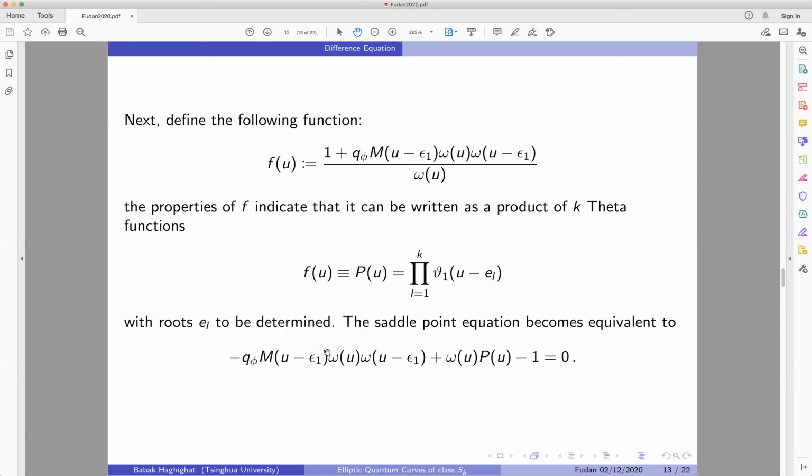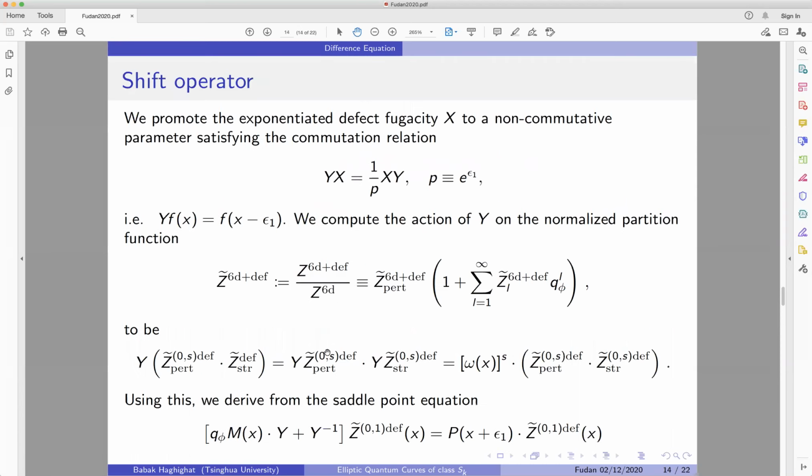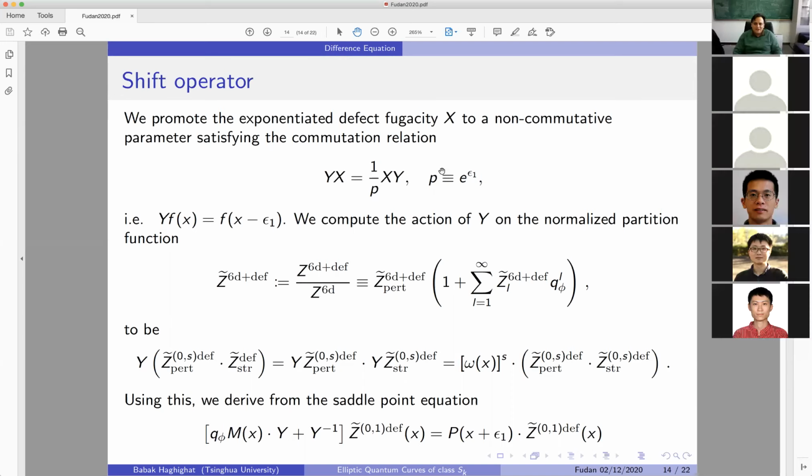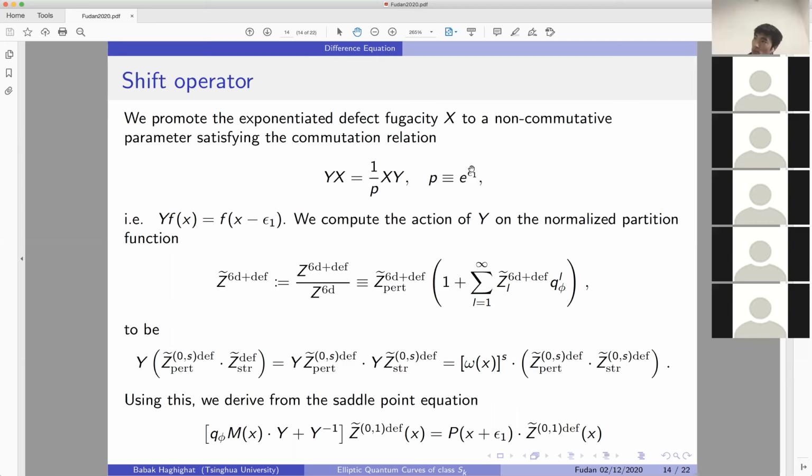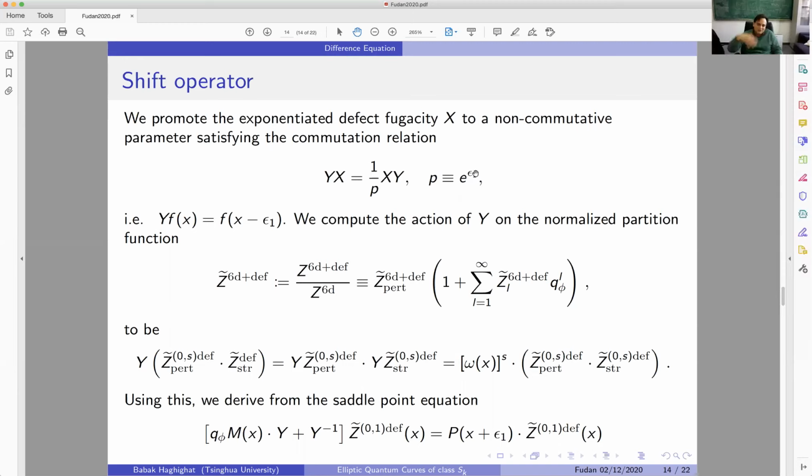To see that this is a difference equation, we have to promote the exponential defect fugacities to non-commutative parameters. This is the old story, which we basically had seen before, but now the role of h bar is played by this remaining parameter epsilon 1. Epsilon 2, as said before, is sent to 0. It's gone, but epsilon 1 will play the role of h bar in this quantum curve. And y is then, as said before, a shift operator in this way.